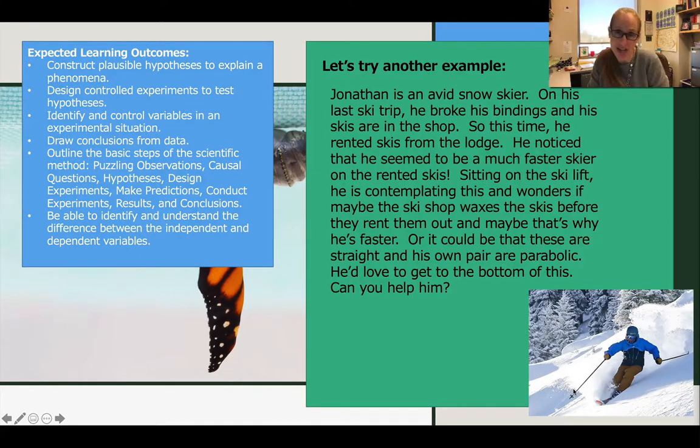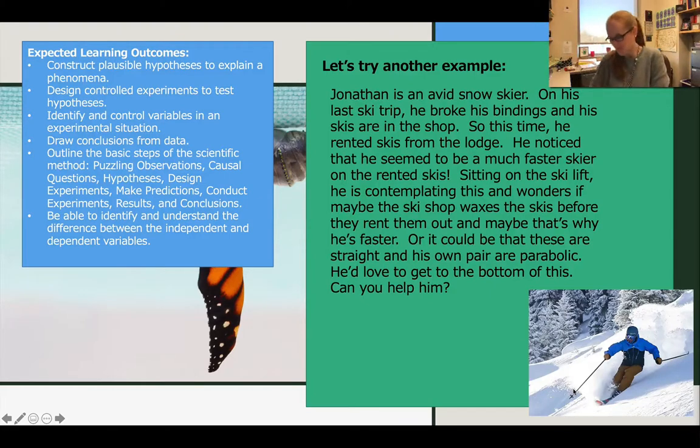So I actually had students work in groups on this. And so I would ask you to pause the video right here and see if you can identify the puzzling observation, the causal question, the hypotheses. Then I want you to think about an experiment you might do, what prediction you would make, what the independent and dependent variables are, and what the results might look like, what your conclusions would be. Okay, so I want you to pause the video here and do that. Okay, and then I'm going to keep going.